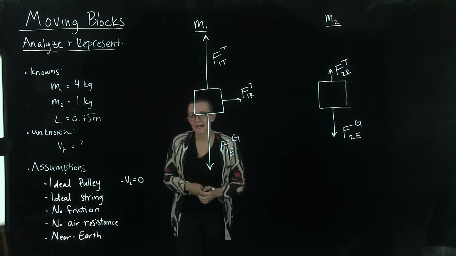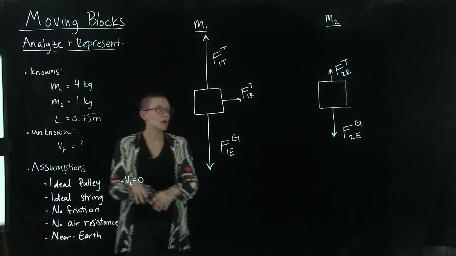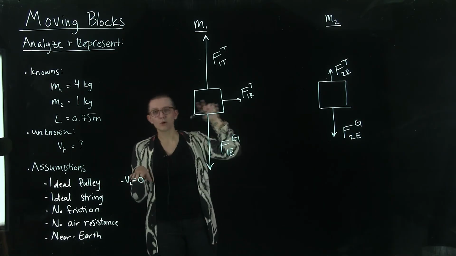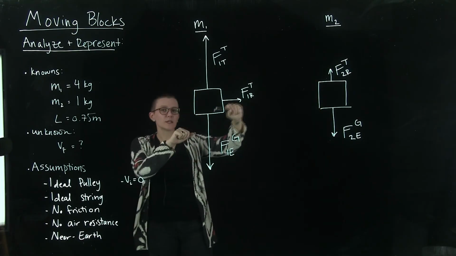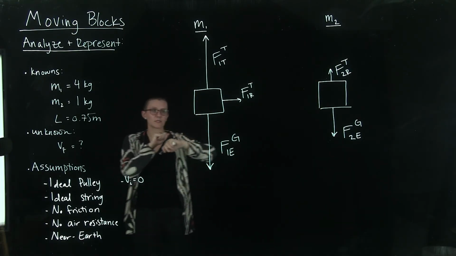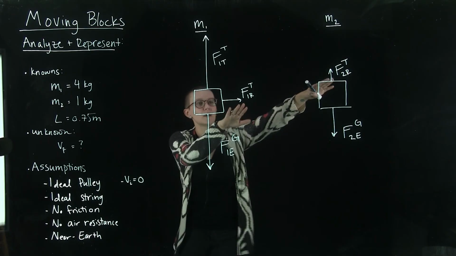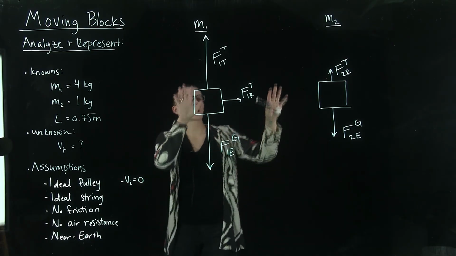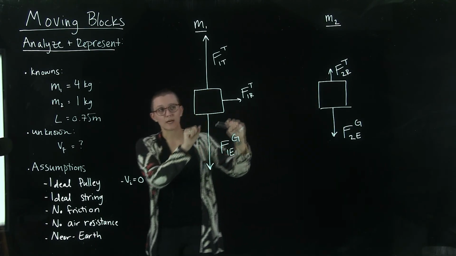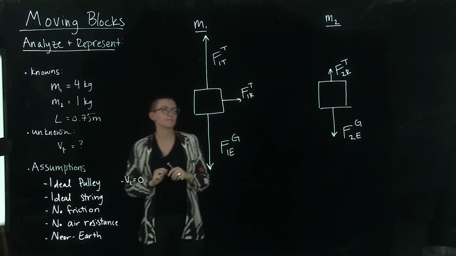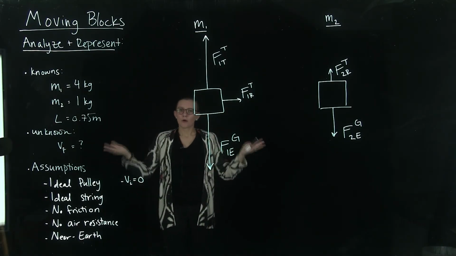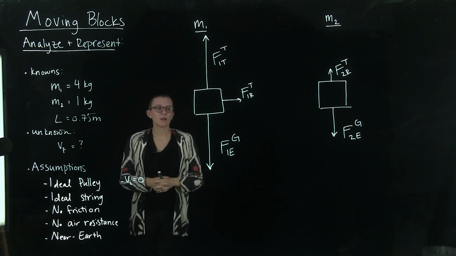Now, because I have an ideal pulley, I know that my tension force around the pulley will stay constant. So these arrows should be relatively the same size because the tension forces there are equal. So even though I've labeled them as different forces, because they are different forces acting on different objects, these two forces are the same magnitude. Okay? All right, so there's our analyze and represent part.